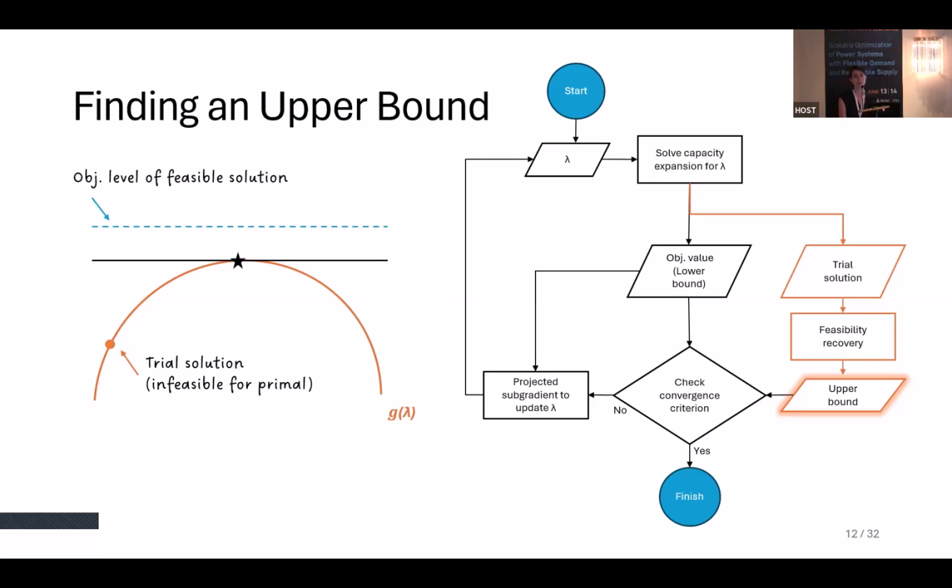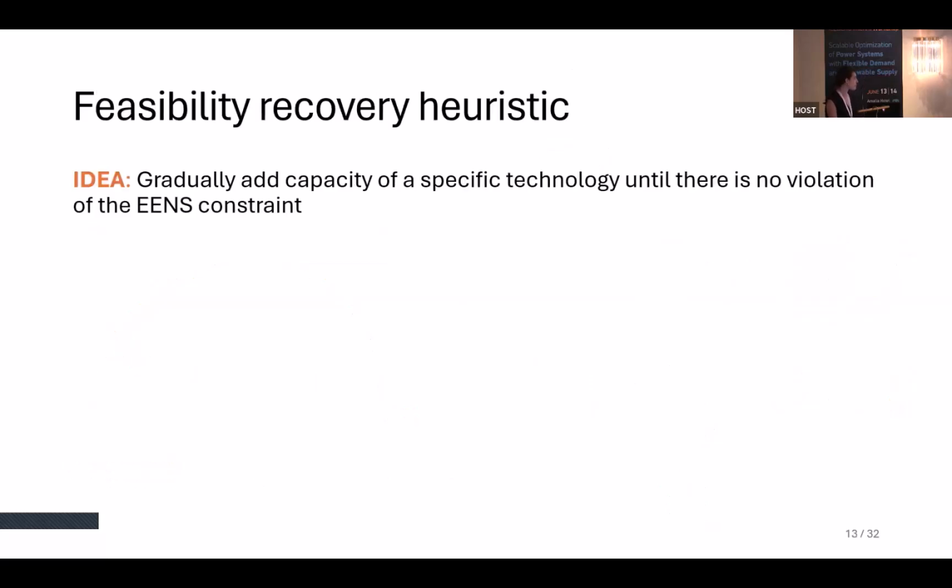So how to do this? At first, at least my intuition was, okay, I have a given set of investments already from this trial solution. Maybe I can fix this for the main problem and try to solve my initial problem with some elements fixed, so it will be easier to solve. But it's not a good idea to work with the primal problem at all. So instead, we're introducing a heuristic. The idea is we will be gradually adding capacity of a specific technology. I'm leaving this a little bit general here, but we can talk about it more, until there is no violation of the constraint. So let's see how this will work.